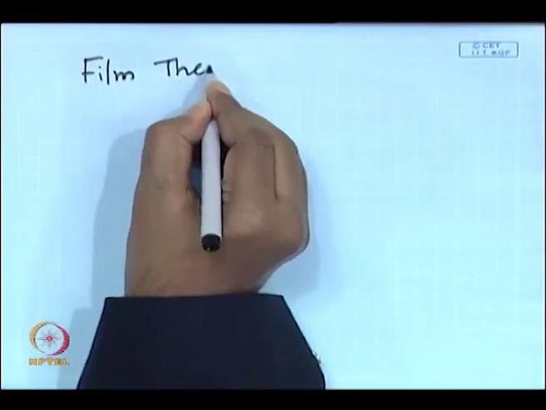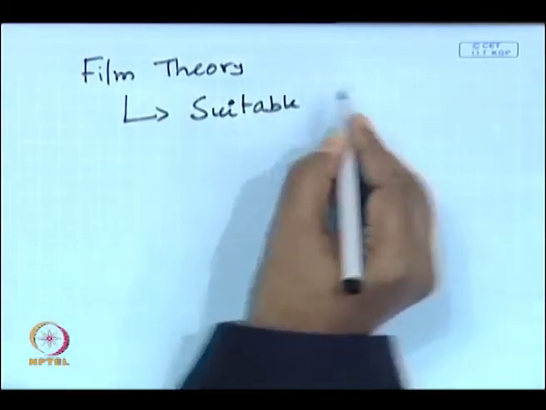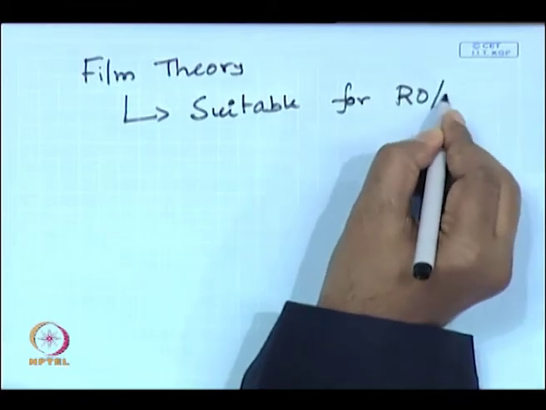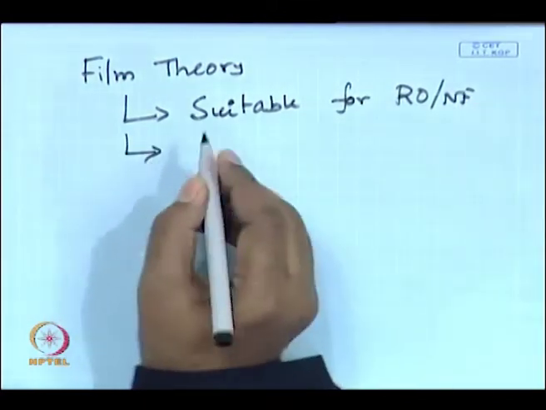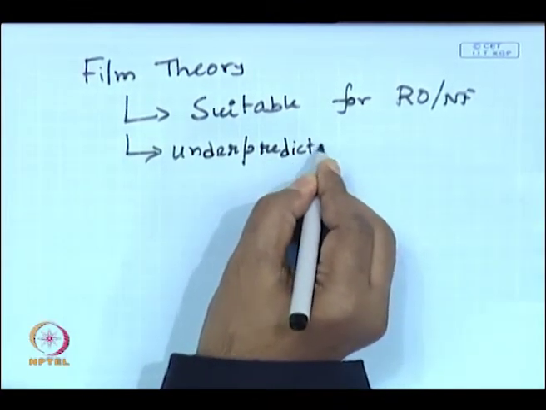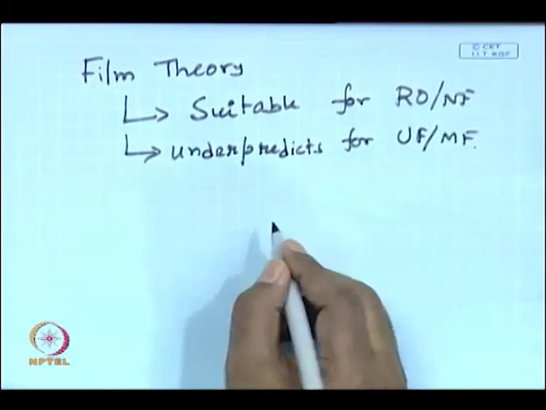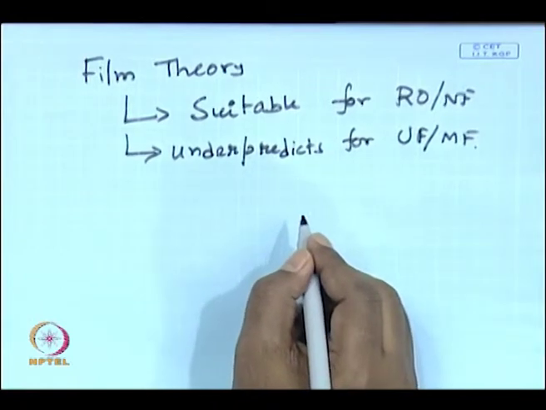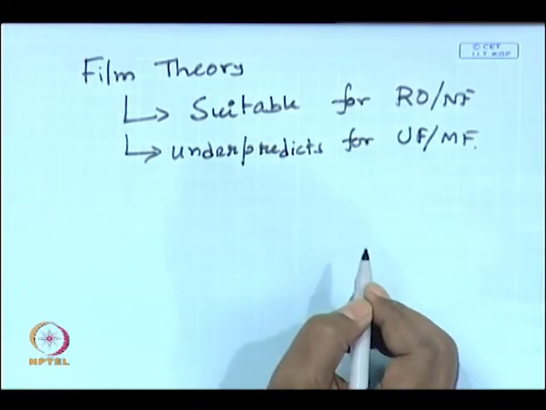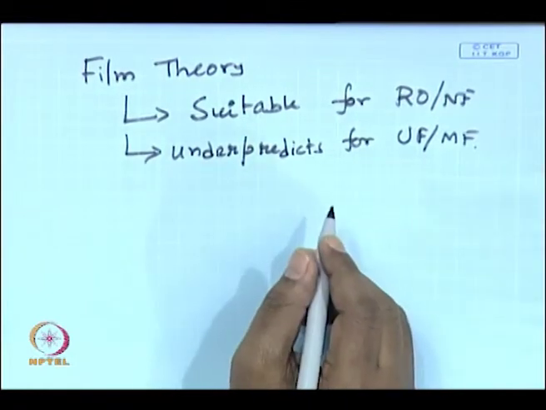So let us define the utility regime of using film theory. Suitable for RO and NF; under predicts for UF or MF, ultrafiltration and microfiltration. Now, keeping these limitations of the film theory in mind, let us look into the film theory.